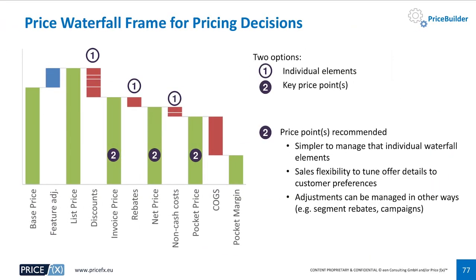So I'll go through this quickly. Price waterfalls frame decisions, right? So you could manage individual elements or you can manage on price points. Hopefully you almost always manage on price points because it takes away a lot of complexity and then you don't have to manage the individual elements so much, you're just managing the overall result. Hopefully that's the case most times.